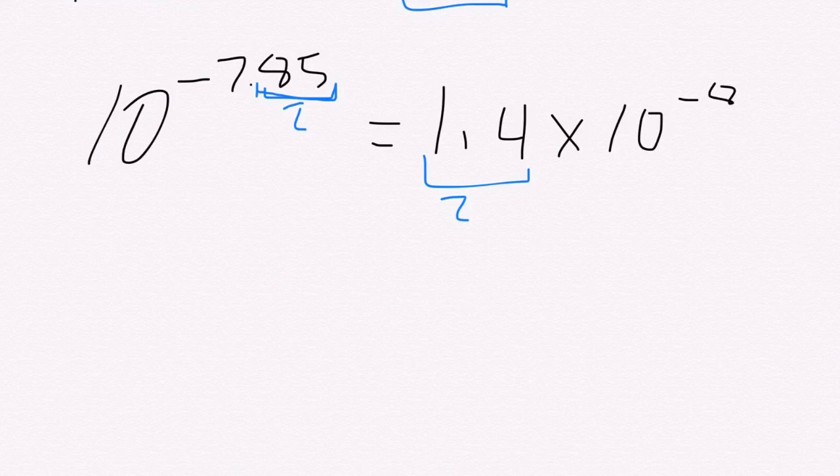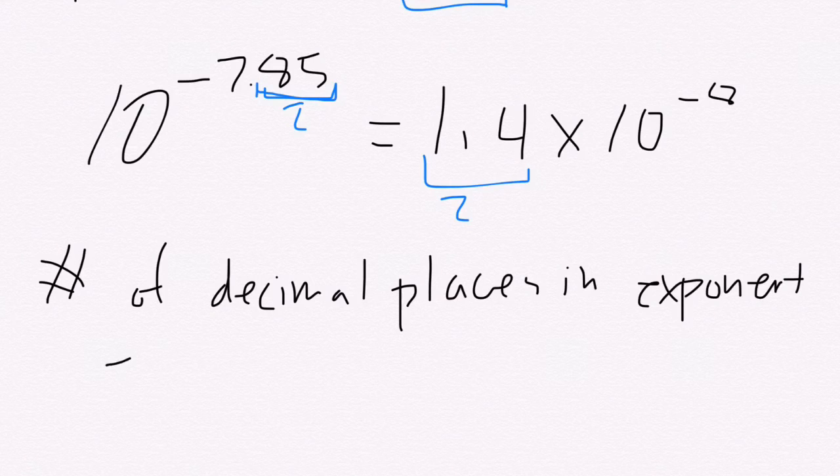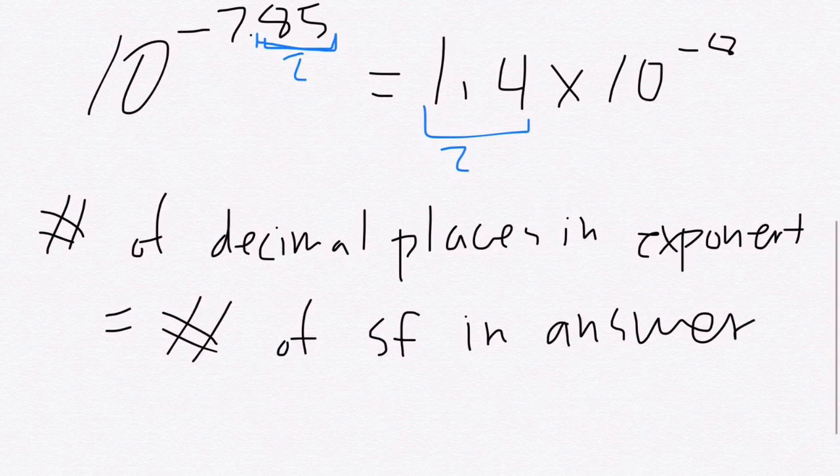So to sum it up, the number of decimal places in the exponent is equal to the number of sig figs in the answer. So hopefully that makes sense.